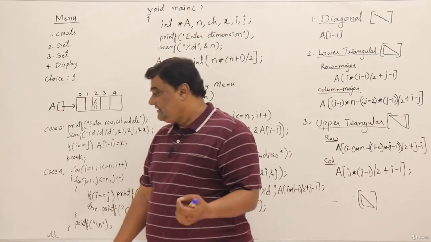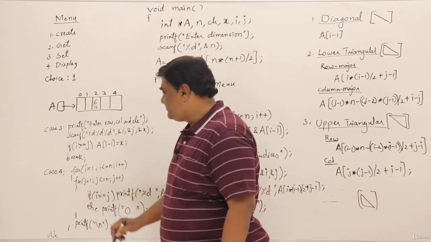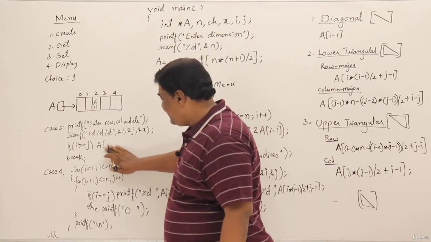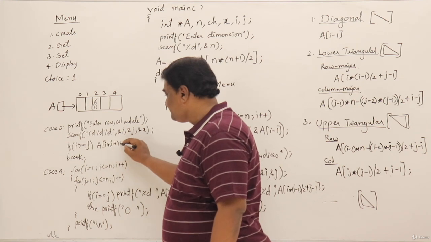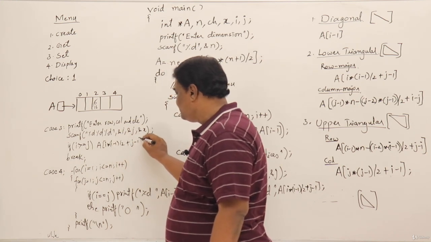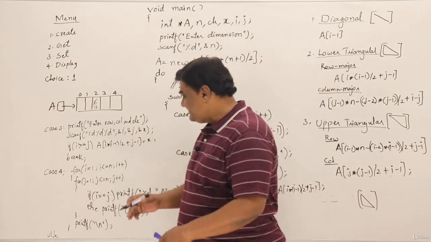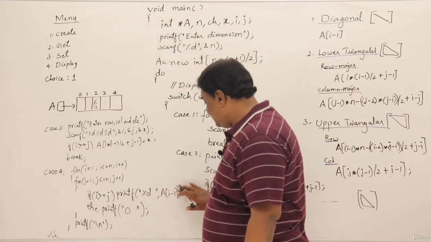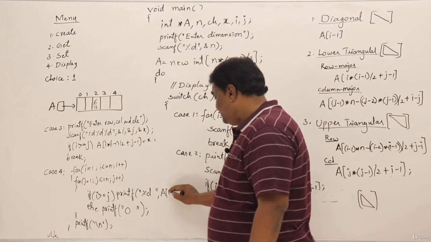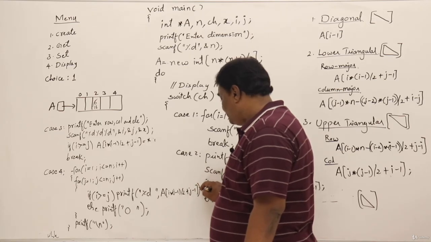Then if you want to change an element at a given index, this is for set. Here also, if i is greater than or equal to j, then from where should I change the value? I should change the value at i into (i minus 1) by 2 plus j minus 1, assign x. This is how I can change the value. Then for display, whenever i is greater than or equal to j, we will get an element, and again here the formula will be i into (i minus 1) by 2 plus j minus 1, that same formula.